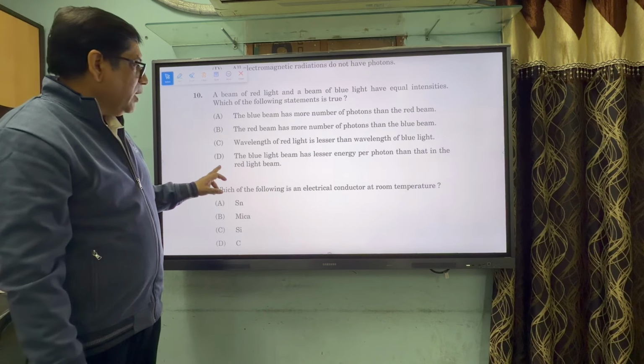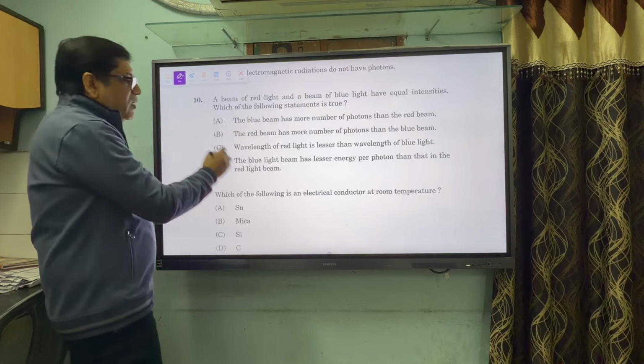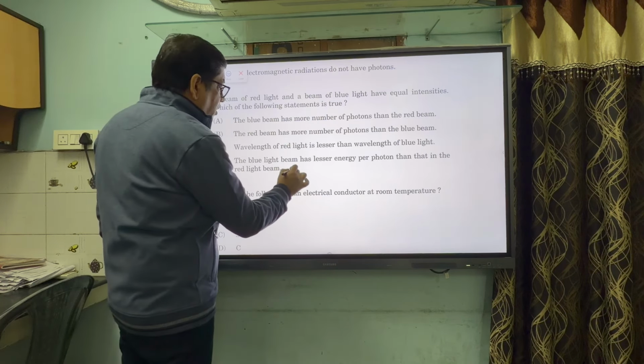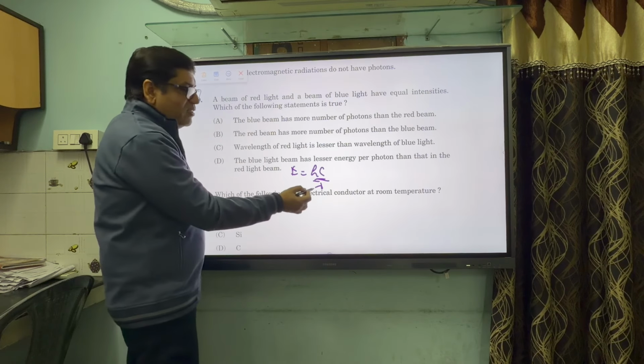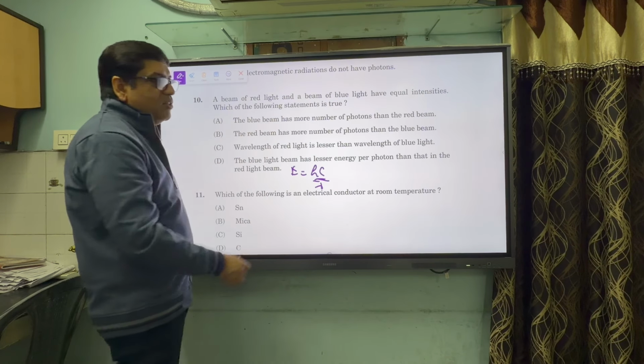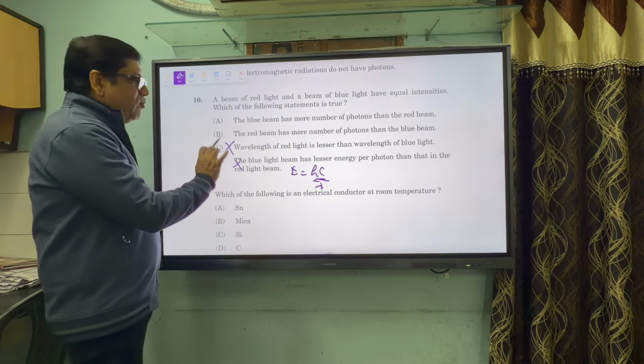D: The blue light beam has lesser energy per photon than the red light beam. ये भी wrong ही है, क्योंकि photon की energy का formula क्या होता है? hc by lambda. Obviously red color has bigger wavelength, so it has smaller energy. Blue will have more energy. So C and D are absolutely wrong. So we have to check only A and B.